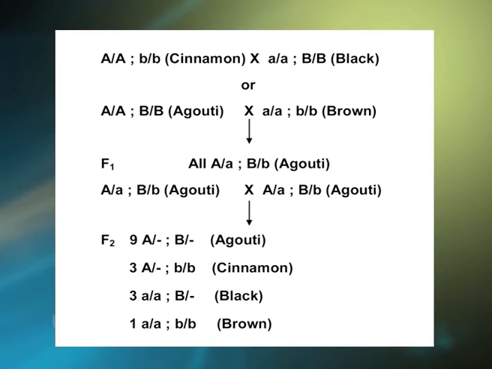Now, the inheritance pattern of the A and B genes is as follows. When cinnamon is crossed with black, or if agouti is crossed with brown, in the F1 generation you get agouti. And if agouti and agouti are crossed together, in the F2 generation you get progeny in the ratio 9:3:3:1. 9 is agouti, 3 is cinnamon, 3 is black, and 1 is brown.